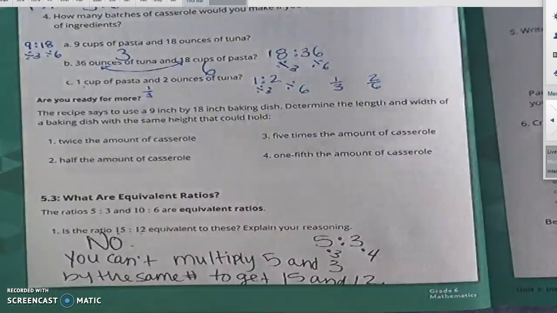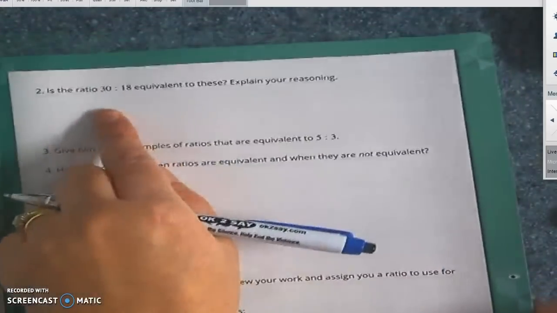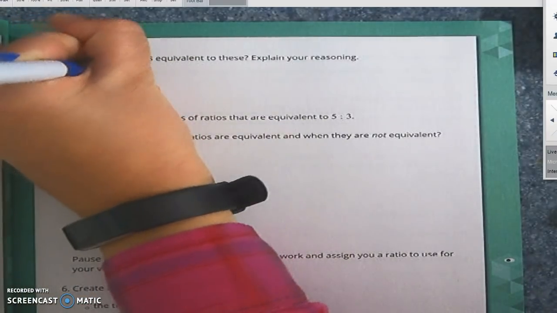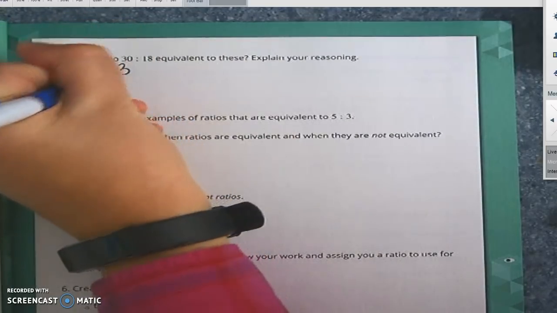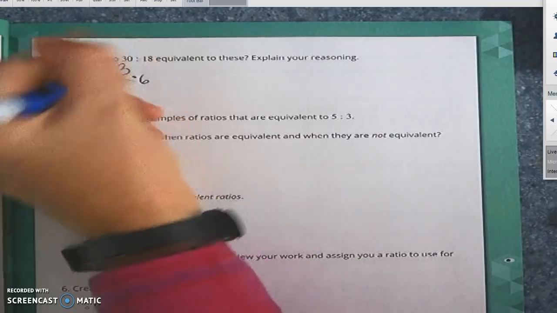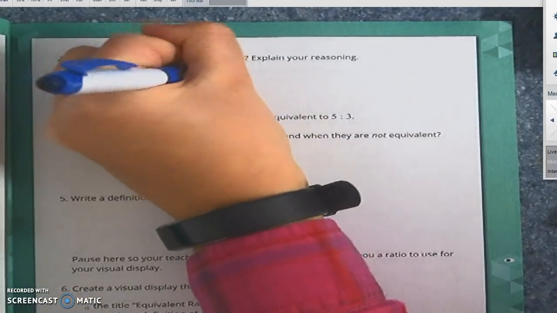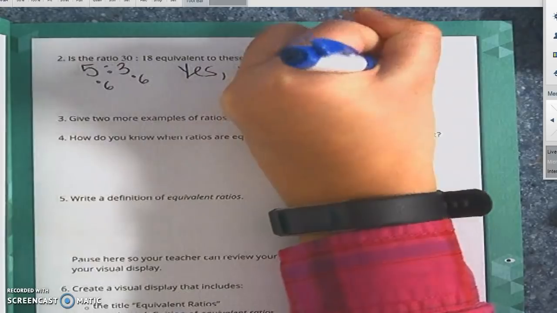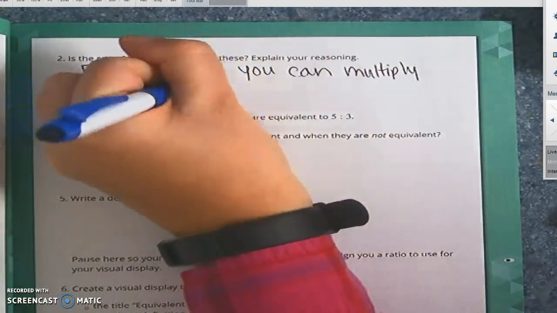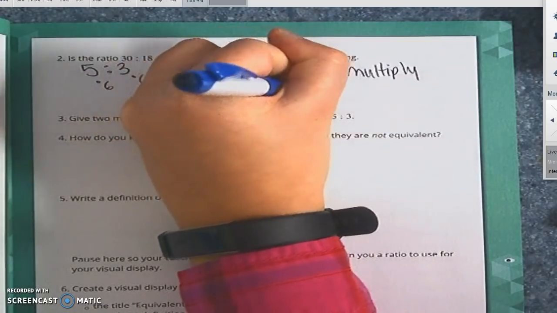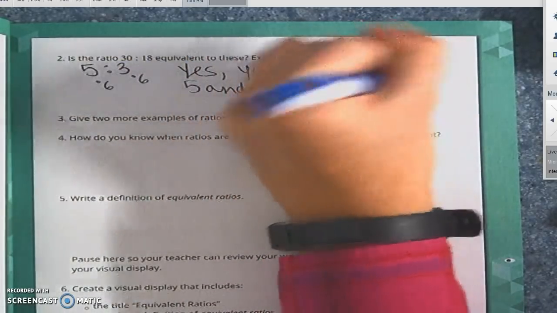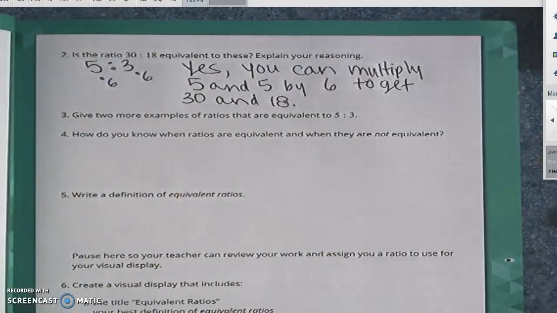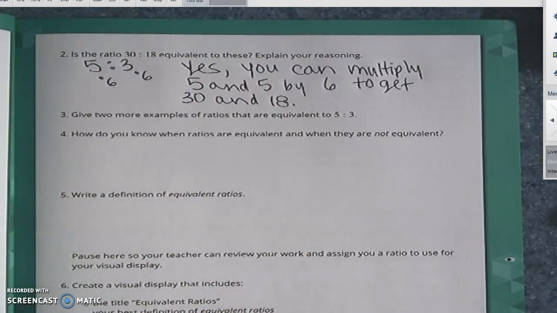Okay, so then the top of the next page is the ratio 30 to 18 equivalent to these. Well, my original ratio was 5 to 3. If I multiply 5 by 6, I get 30. If I multiply 3 by 6, I get 18. So yes, they are equivalent because you can multiply 5 and 3 by 6 to get 30 and 18. So if you don't have a complete explanation for this, pause the video, write it down.